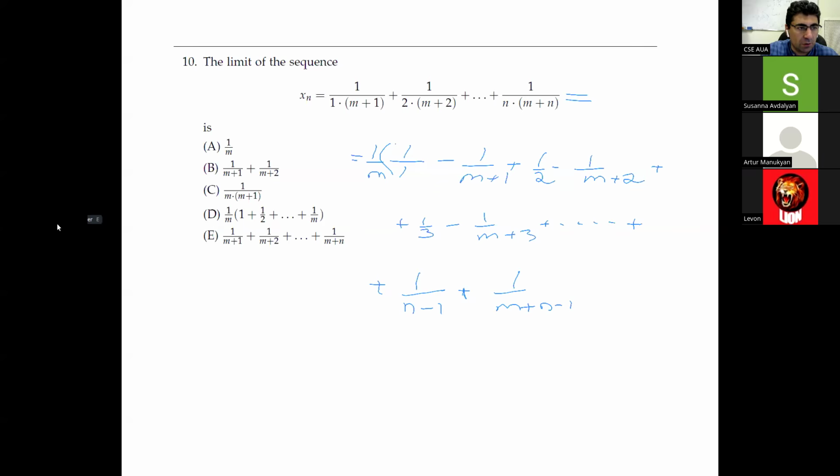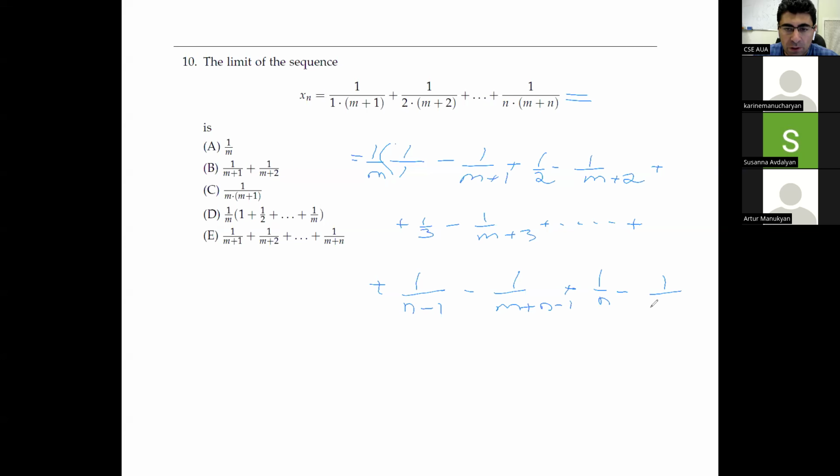So here we have minus. And then the last term is 1 over n minus 1 over m plus n. Do you agree with this? I hope so. Yes. So let's move forward.